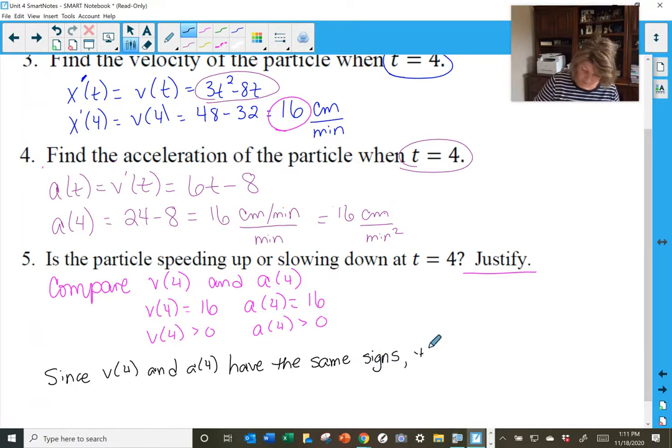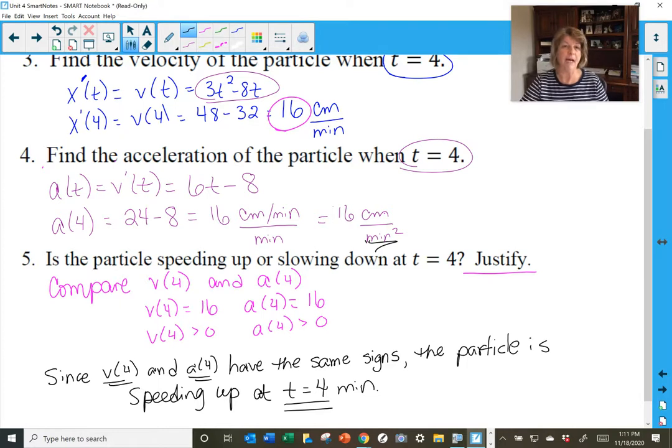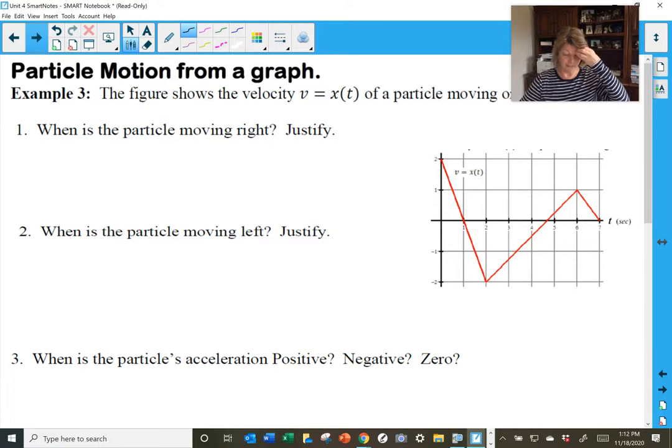The particle, don't say "it's," because we never know what "it" is. The particle is speeding up, and that will not get you full points, because when is it speeding up? It's not always speeding up, I can guarantee you. It's speeding up at t equals 4, I think it was minutes. Yeah, minutes. So even though I described v of 4 and a of 4, I still want to display my knowledge that things are happening at 4 minutes. Okay, so that would be a nice, perfect answer for justifying.